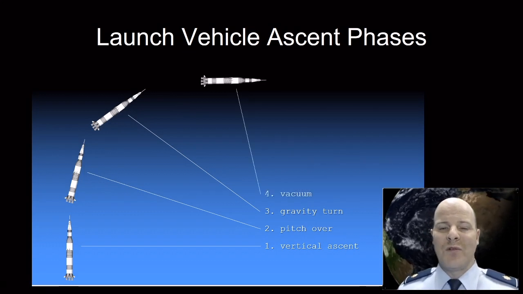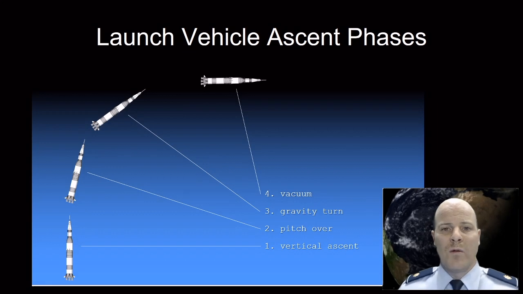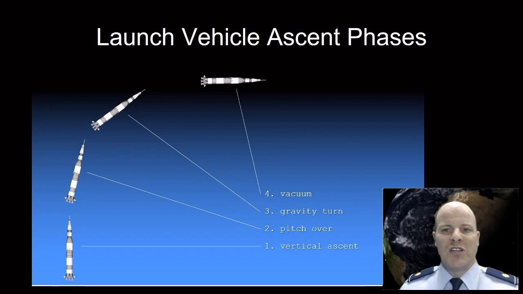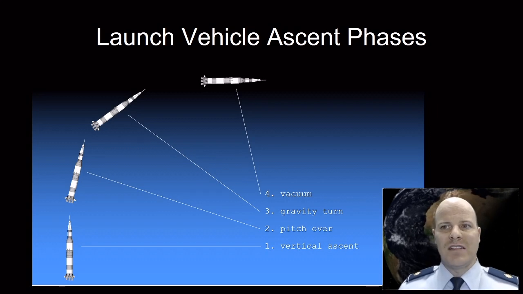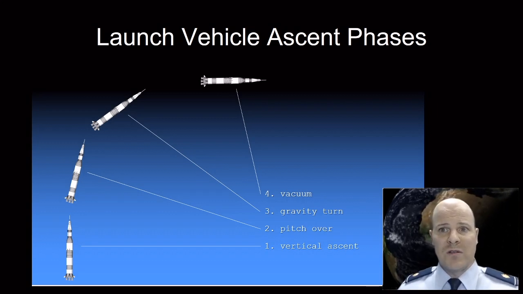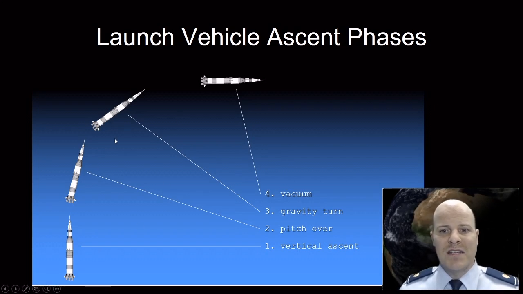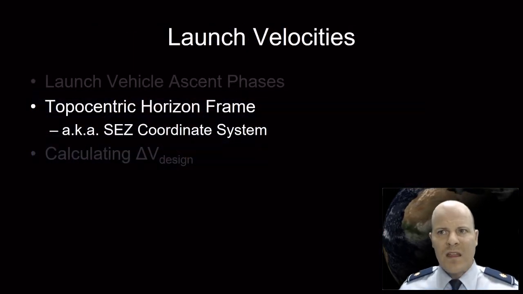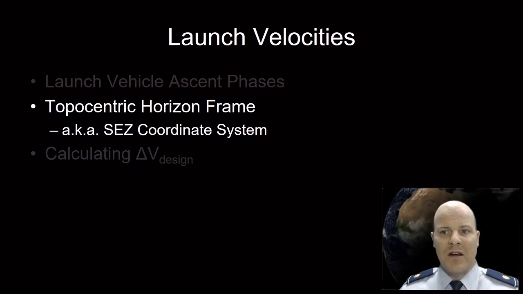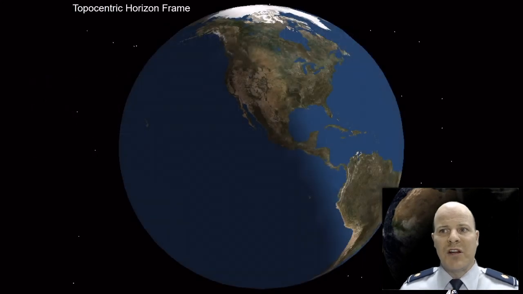And lastly, we have our fourth phase, which is called the vacuum phase, where we're above Earth's atmosphere and we can truly start to accelerate even more to achieve the velocity that we will require to be in orbit. So these are our four phases, and we're going to use the fact that we're going to be in these phases in the subsequent slides, and we'll calculate exactly how much velocity we're going to require to move through these phases. Before we do that, we should probably introduce a new coordinate system that's going to make our delta V design calculations a little bit easier, and that is the topocentric horizon frame.